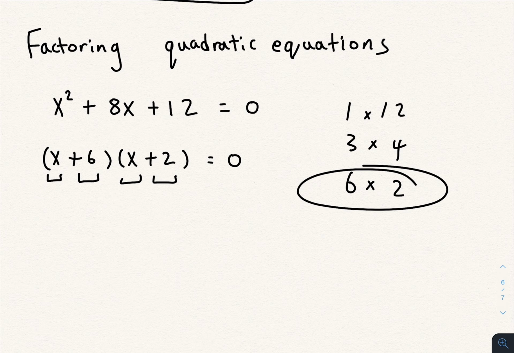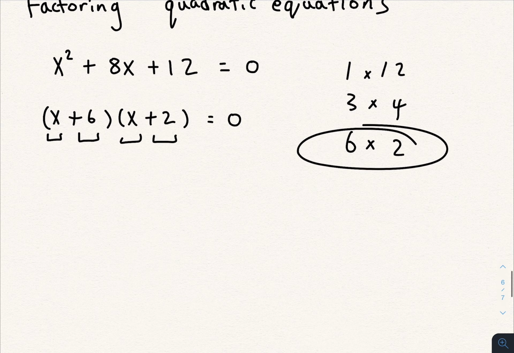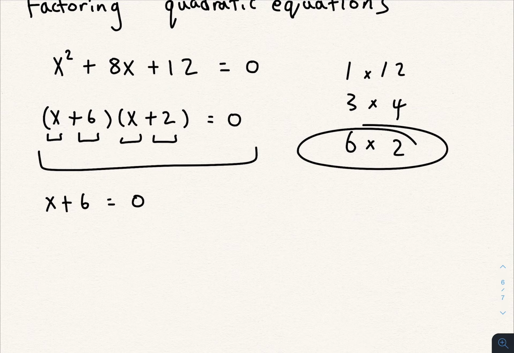Because we're working with equations and this is not just an expression that we're factoring, we're not done yet. If x plus 6 in brackets times x plus 2 is equal to 0, if either one of these is equal to 0, the whole thing is equal to 0. So for this equation to be true, we can say that x plus 6 is equal to 0, and this would give us a solution.